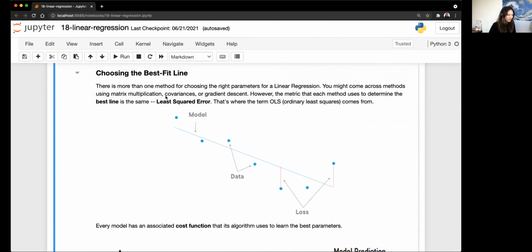So down to here, least squared error, a little bit of background on least squared error. You might come across a bunch of different methods used to solve for linear regression.